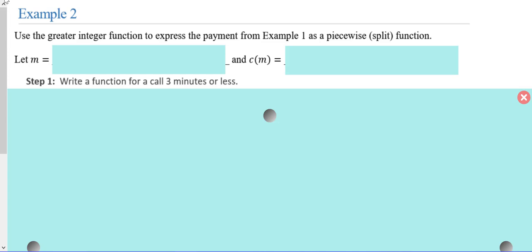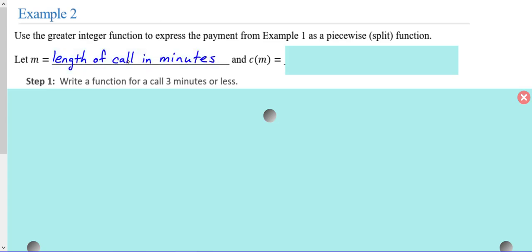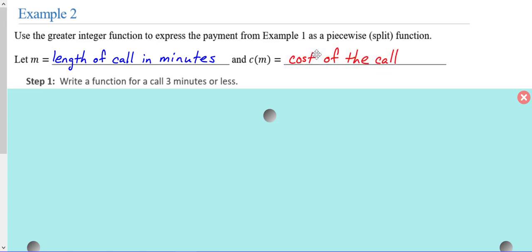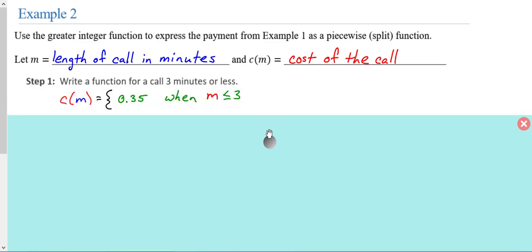Now we're going to use the greatest integer function to express the payment from example 1 as a piecewise function. So what we're going to do is we're going to let m equal the length of call in minutes, and C of m would be the cost of the call. And we're going to write a piecewise function for example 1. So we're going to write 3 different functions and one of them will use the greatest integer function. The first step would be to write a function for a call 3 minutes or less. So that means that C of m would equal 35 cents.